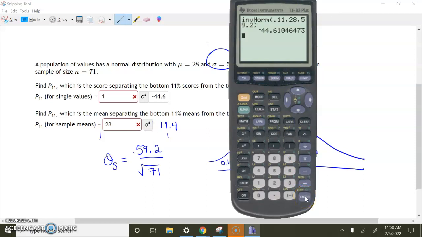Then we do the same thing for sample means. We'll do 0.11, comma, 28, comma, and you can type this all in: 59.2 divided by the square root of 71, and then close 2 parentheses. That gives us that 19.4. So that's 2 ways to do it, depending on which technology you're using. If you have further questions, go ahead and send me an email and let me know. Thanks.